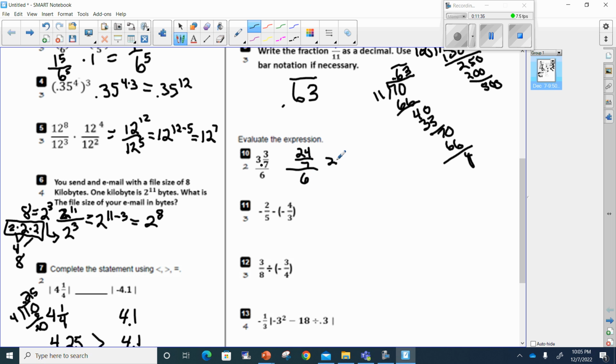I'll keep my 24 over 7. I'll change the division to multiplication and I'll flip. Remember, this is 6 over 1, so this will flip to 1 over 6. Now I can reduce because 6 goes into 24 4 times. 6 divided by 6 is 1. 24 divided by 6 is 4. Well, now I got 4 times 1, and that equals 4. And I got 7 times 1, and that equals 7. My answer is 4 over 7.